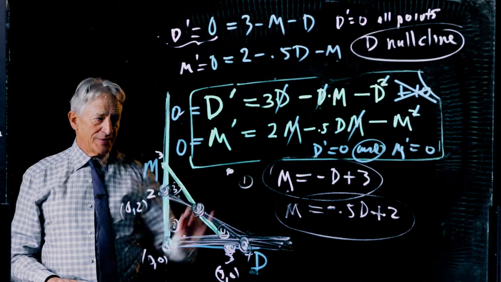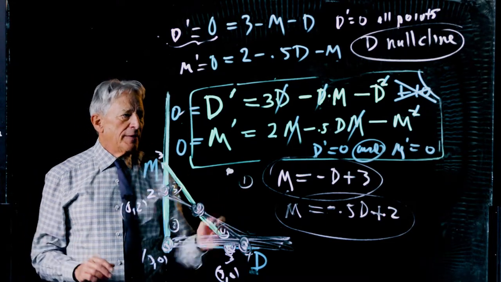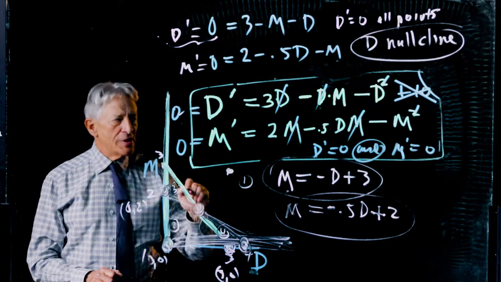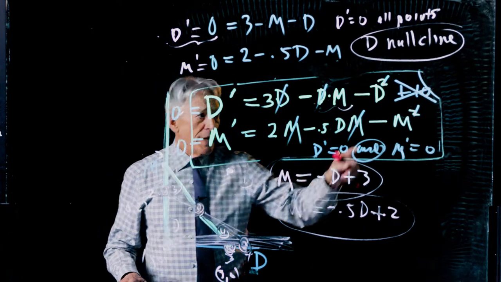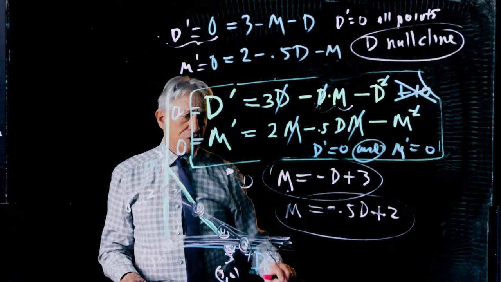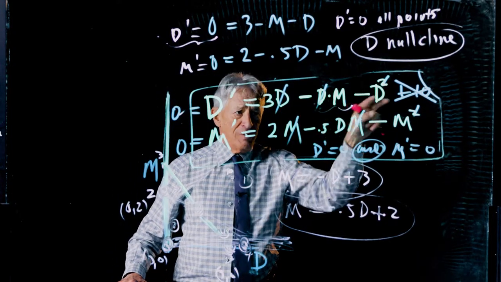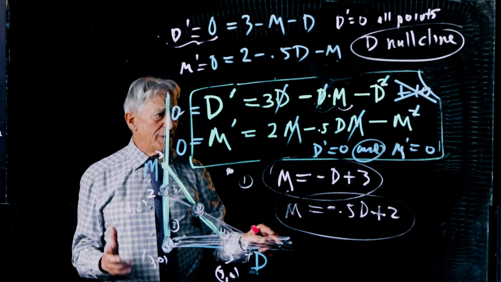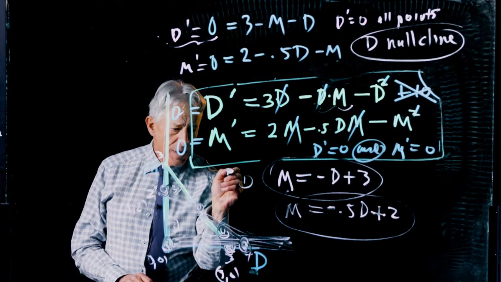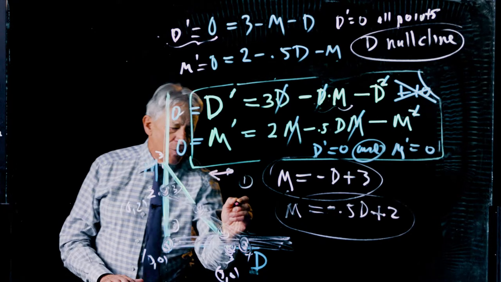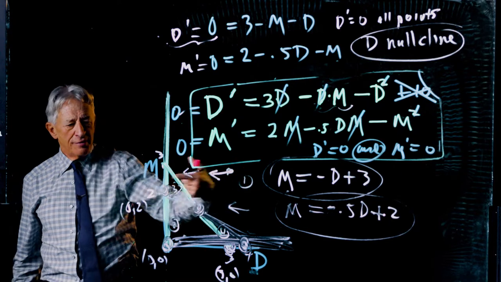Well, you go back to the differential equation, and it leaps right out at you. If d is large and m is large, then the product of d and m is very large, and d squared is very large. So we have a linear term in d and then two huge negative terms. So what is d prime going to be? d prime has to be negative for huge d and m. So here's d, and we know that everywhere here, d prime is negative, which means the arrows are going this way.